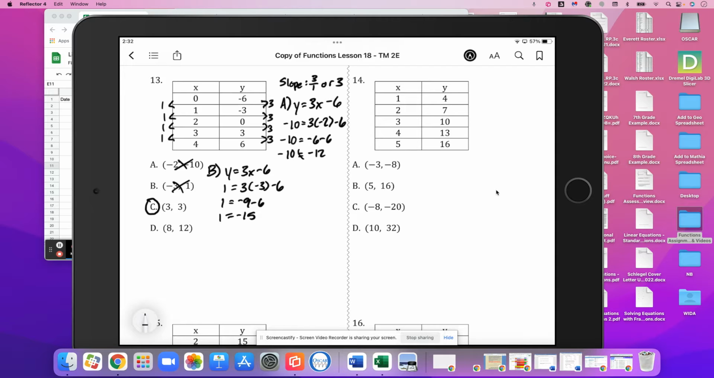And the last one we need to test is point D. So we have y equals 3x minus 6. And so we got 12 equals 3 times 8 minus 6. And 12 equals 24 minus 6. The answer is no. 12 is not equal to 18. So for that one, C is the only one that works. Crazy. Okay. Leave it here for a moment and I'll move on to 14.